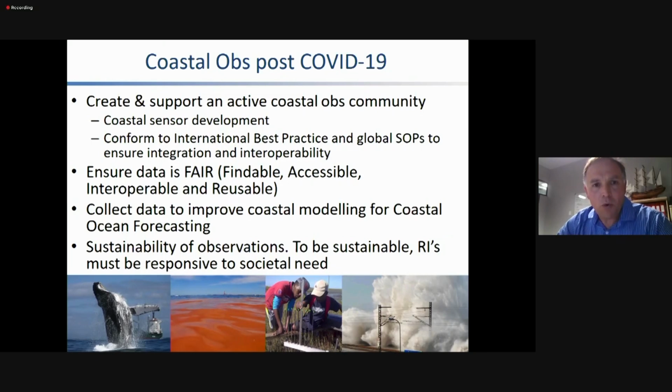And what we need really as a community is to create and support an active coastal observation community. I know GEOS tried a few times through their coastal strategy, which they developed a decade or more ago, and they're trying, through the PICO and the regional alliances, to bring that up again. But as far as I can see, it's only GEOS and IOOS that are really getting that right.